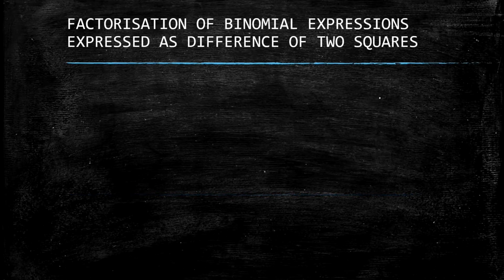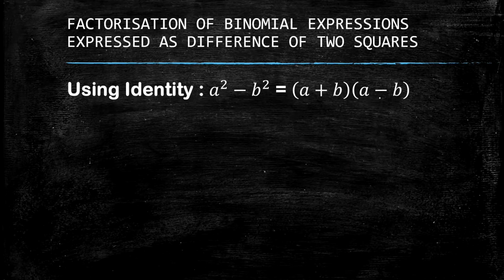Let's go ahead with the first identity. Factorization of binomial expressions expressed as difference of two squares. Here we would be using the identity a square minus b square is equal to a plus b into a minus b. So let's see how we can apply this identity.